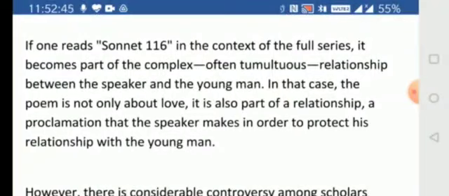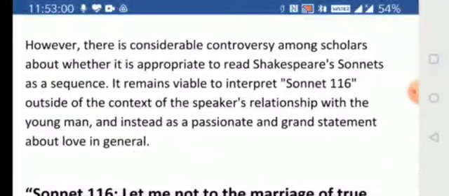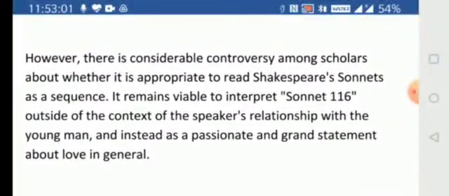In that case, the poem is not only about love, it is also part of a relationship, a proclamation that the speaker makes in order to protect his relationship with the young man. However, there is considerable controversy among scholars about whether it is appropriate to read Shakespeare's sonnets as a sequence. It remains viable to interpret Sonnet 116 outside of the context of the speaker's relationship with the young man, and instead as a passionate and grand statement about love in general.